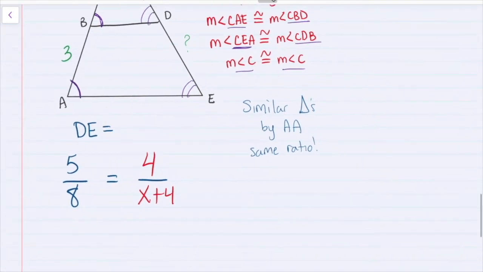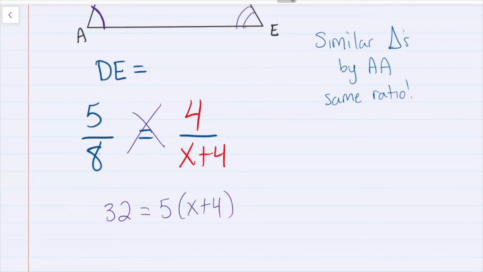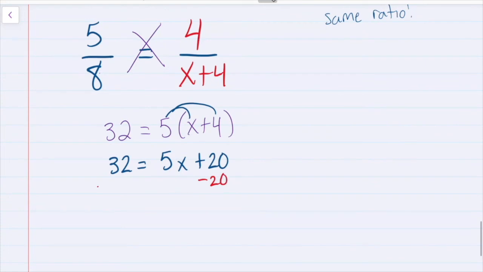With that in mind, it's time to do a fun little distributive property. So let's go ahead and distribute. 8 times 4 is 32. That equals 5 times (X plus 4). We actually have to multiply the 5 to both of them. So that would give us 32 is equal to 5 times X is 5X, 5 times 4 is 20. Now let's leave the X alone, guys. Minus 20 on both sides.